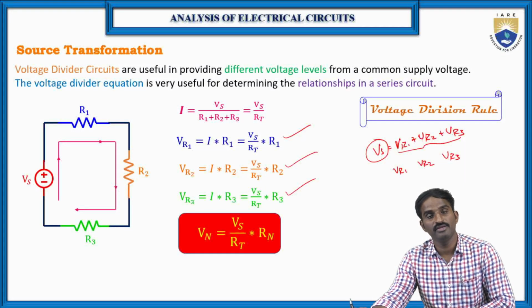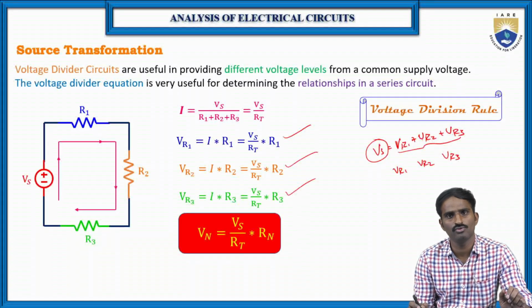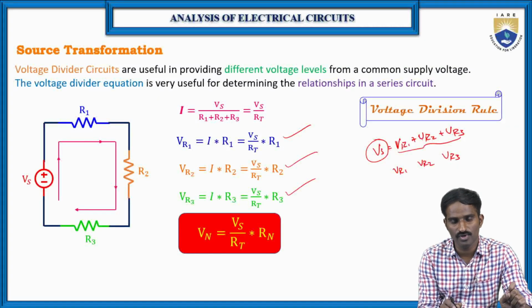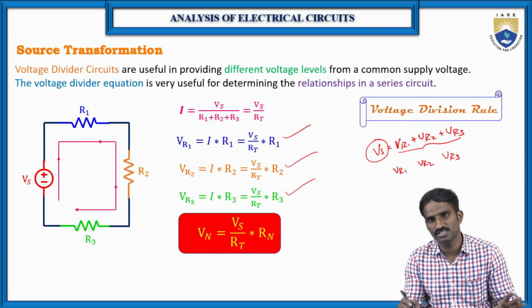In a common way, we can write Vn is equal to Vs by Rt into Rn. Here Rn is whichever resistance you consider, whether it is across the first resistance, second resistance or the third resistance. And Rt is the total resistance across the circuit.